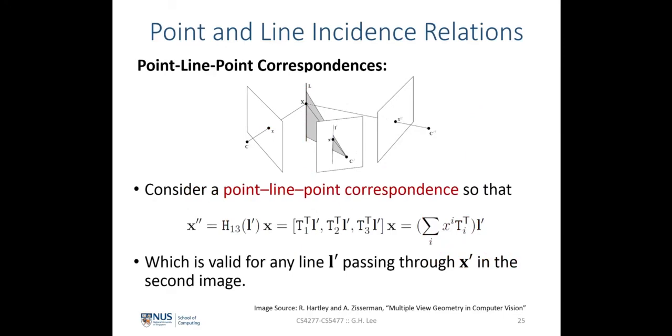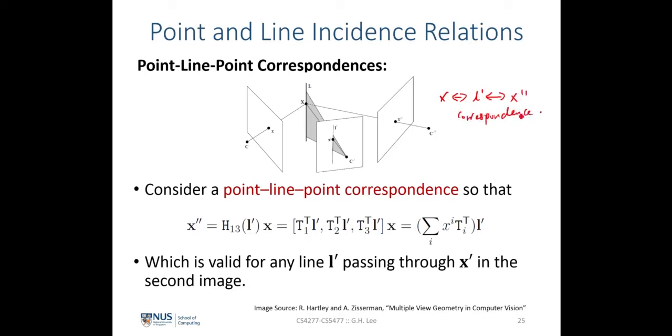We can also derive the same thing for a point-line-point correspondence. This means that in the first view, I have a point that back projects to a ray. In the second view, I have a line, which I denote as L prime, that back projects to a plane. In the third view, I have a point correspondence, which I denote as X prime prime, that back projects to a light ray. And X, L prime, and X prime prime are correspondences.